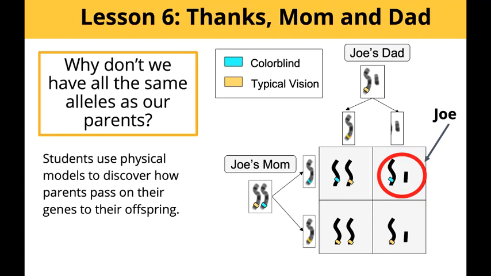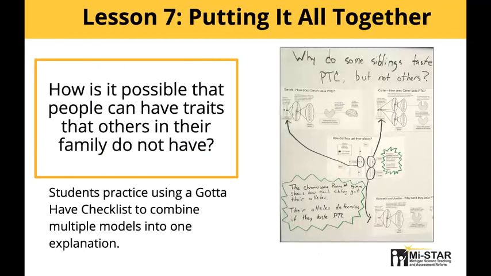Due to pure luck, Joe received an X chromosome from his mom that contained the gene that leads to color blindness, and a Y chromosome that does not carry the gene at all from his dad. At this point, students have all the evidence they need to construct an explanation for why Joe is colorblind but Becky is not. However, combining all of these pieces of evidence into a single coherent explanation is a skill in and of itself, and many middle school students struggle with constructing multi-part explanations.